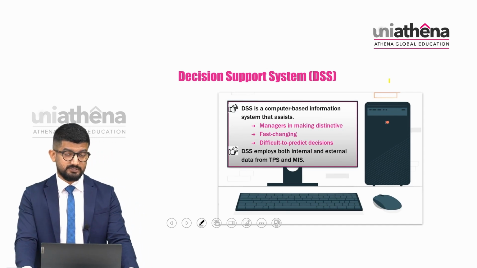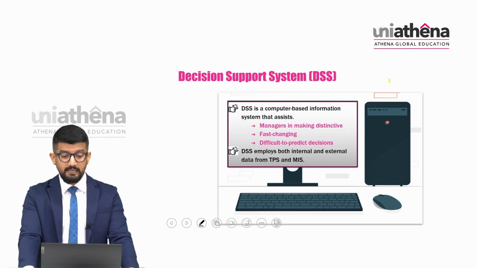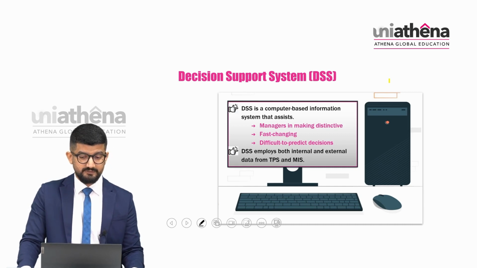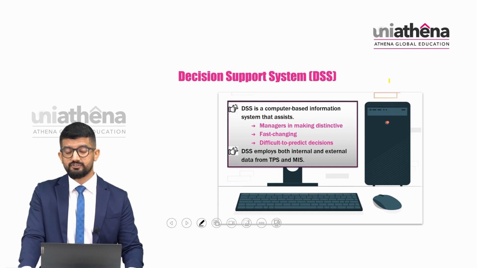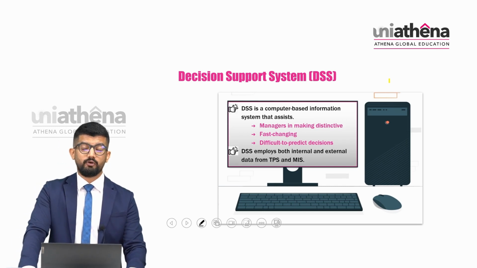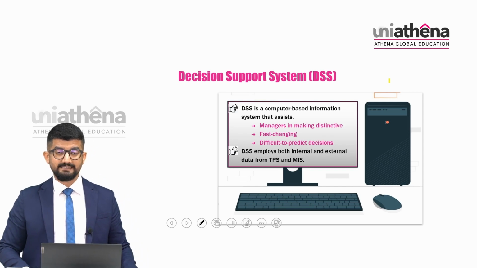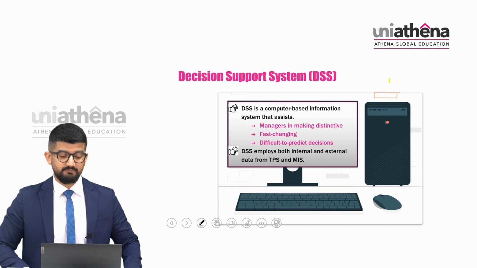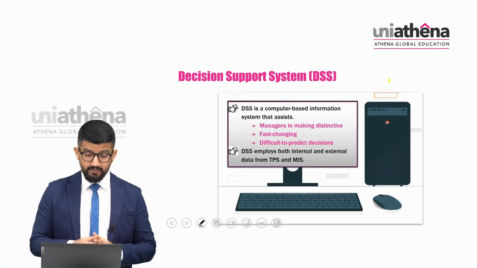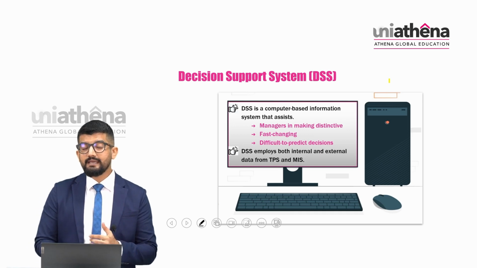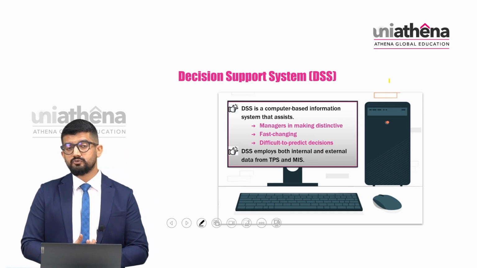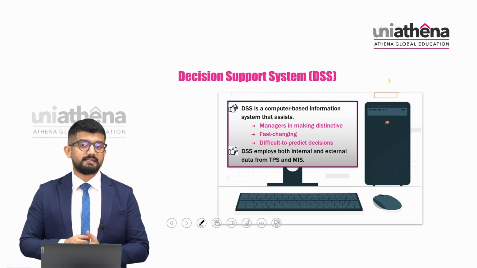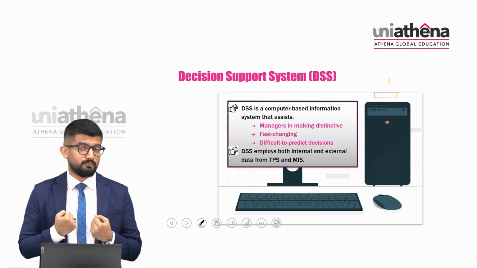DSS is a computer-based information system that assists managers in making distinctive, fast-changing, difficult to predict decisions. This is a typical definition of a DSS. DSS also employs both internal and external data from TPS and MIS, that is Transaction Processing System and Management Information Systems. It enables managers to take distinct decisions different from the rest because it is backed by data, which is converted into meaningful information.